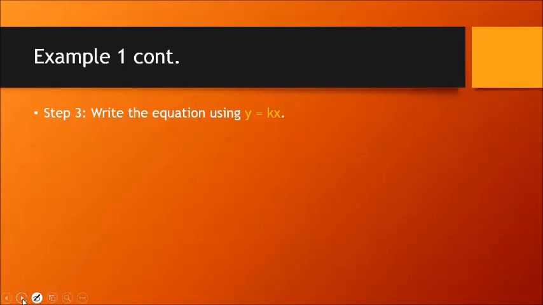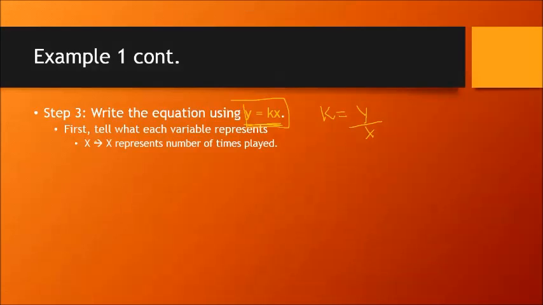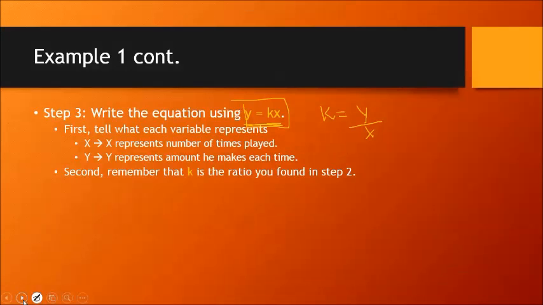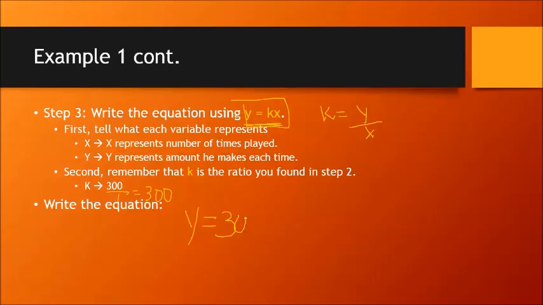And our last handy-dandy step, you have to write your equation. Remember at the beginning we said our equation is y equals kx. So first step, we have to tell what variable represents what. X represents the number of times the song is played. Y represents the amount he makes each time. The second thing we have to do, remember that k is the ratio you found in step 2. All right, what did we find in step 2? Well, we found that it was 300, or you could say 300 over 1. A simpler form of that is just 300. So now we just write our equation. Our equation is y equals 300x.